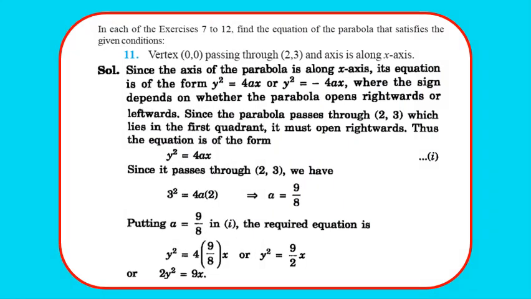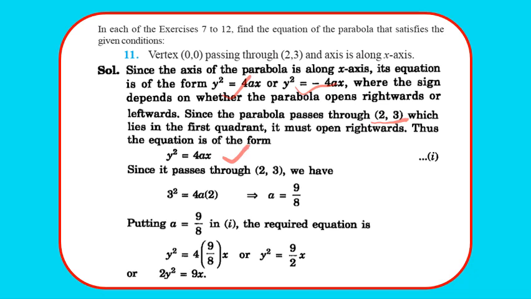Next is question 11. Vertex is at the origin, passing through the point (2, 3), and the axis is along x-axis. Since the axis is along x-axis, we have two options: either y square equals to 4ax or y square equals to minus 4ax. But since the parabola is passing through the point (2, 3), which is in the positive quadrant, it will be in the form of y square equals to 4ax.